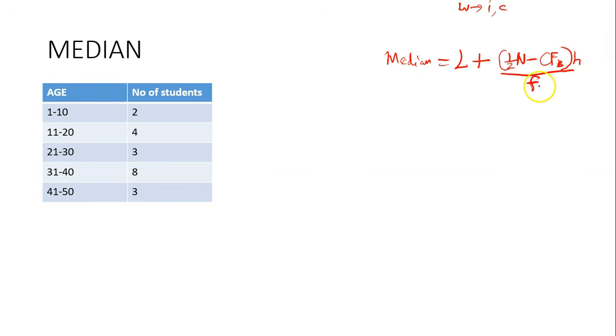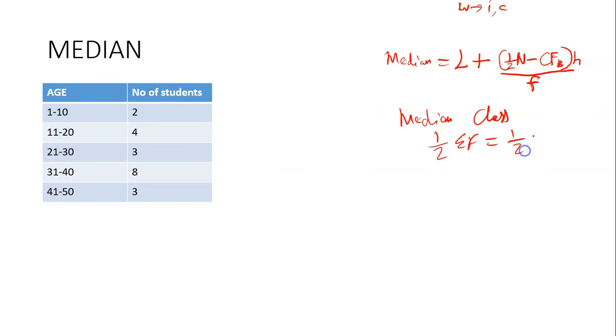Now, this small letter f means the frequency of the median class. Now, when I was explaining the letters, I'm saying median class, median class. How then do we get the median class? So we need to know how to find the median class. To find the median class, we say 1 over 2 times sigma f.